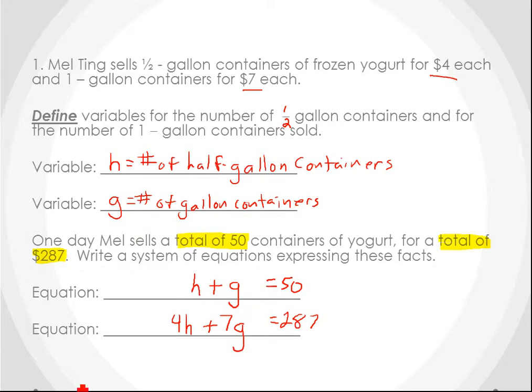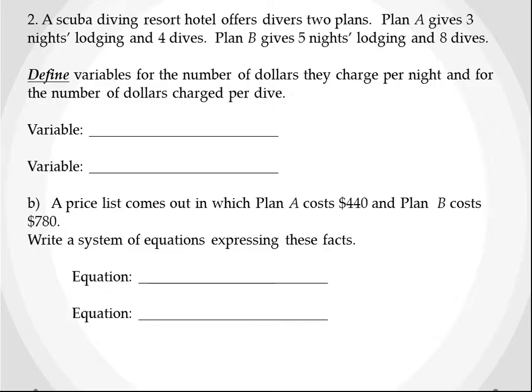All right, there's another type that we can see. This second one is a little bit different because we're looking at a different way of setting things up. We're comparing two plans with two variables in each. Number two, a scuba diving resort hotel offers divers two plans. Plan A gives 3 nights lodging and 4 dives. Plan B gives 5 nights lodging and 8 dives. So it's asking us, number two, define variables for the number of dollars they charge per night and for the number of dollars they charge per dive.